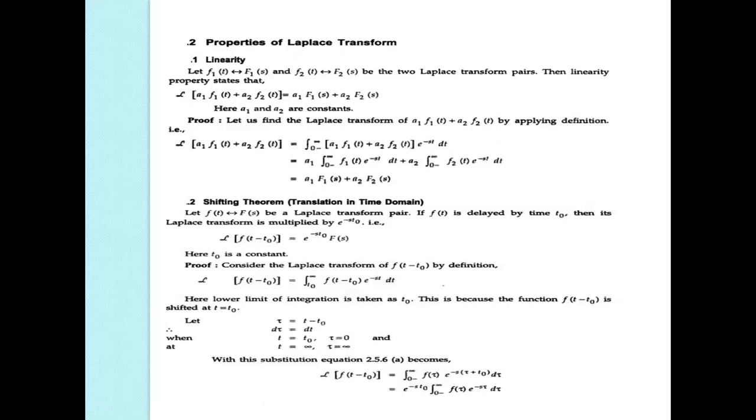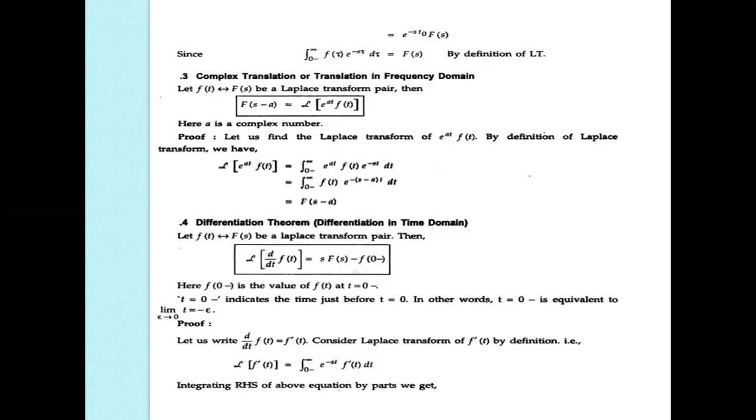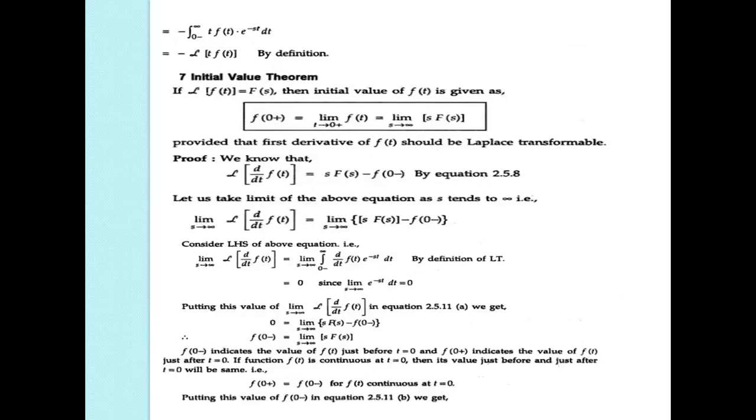The first property is the linearity property. The second property is the shifting theorem or translation in time domain. The third property is complex translation or translation in the frequency domain. The fourth property is the differentiation theorem or differentiation in time domain. The fifth property is the integration theorem. The sixth is differentiation by s or differentiation in the s domain. And the seventh property is the initial value theorem.